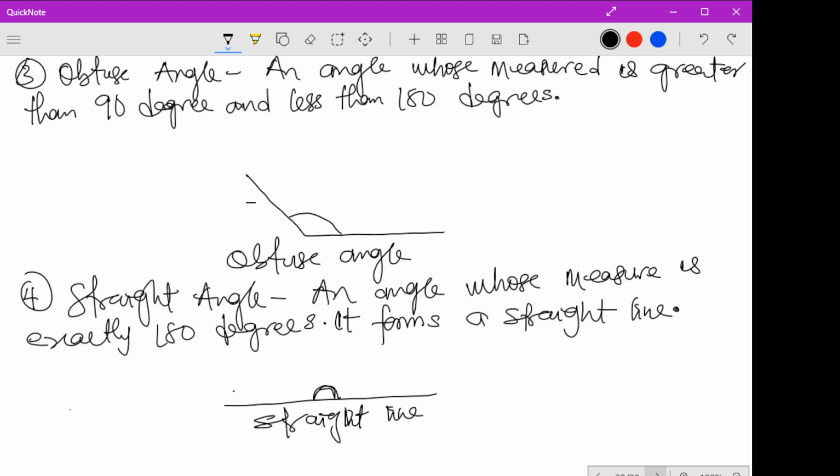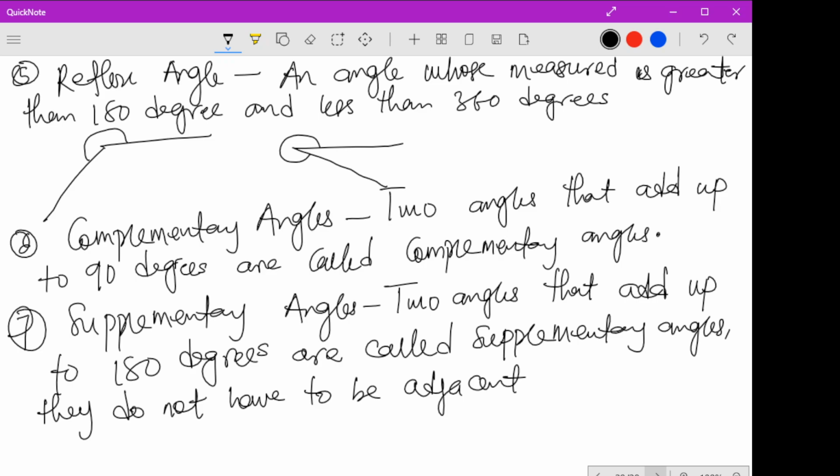Obtuse angle, an angle whose measure is greater than 90 degrees and less than 180 degrees. A straight angle, an angle whose measure is exactly 180 degrees. It forms a straight line. A reflex angle, an angle whose measure is greater than 180 degrees and less than 360 degrees. We also have the complementary angle. Two angles that add up to 90 degrees are called complementary angles. Supplementary, two angles that add up to 180 degrees are called supplementary angles. They do not have to be adjacent.